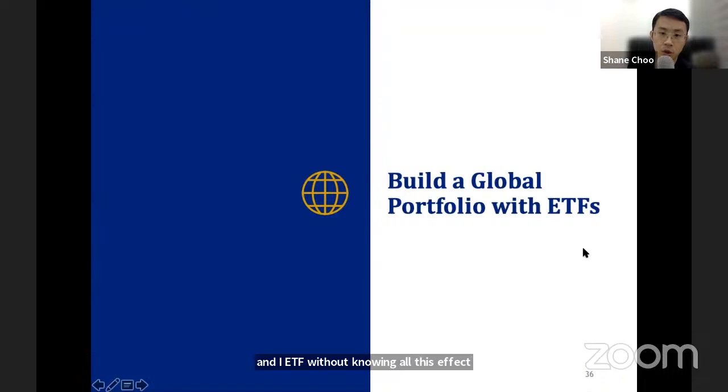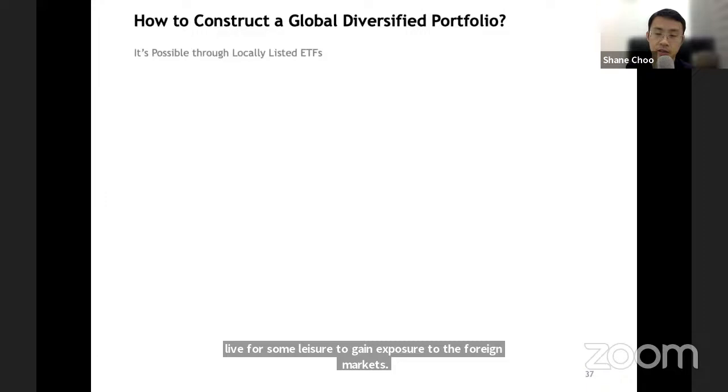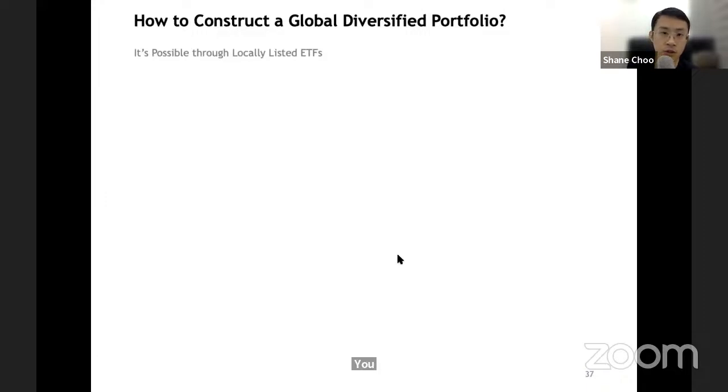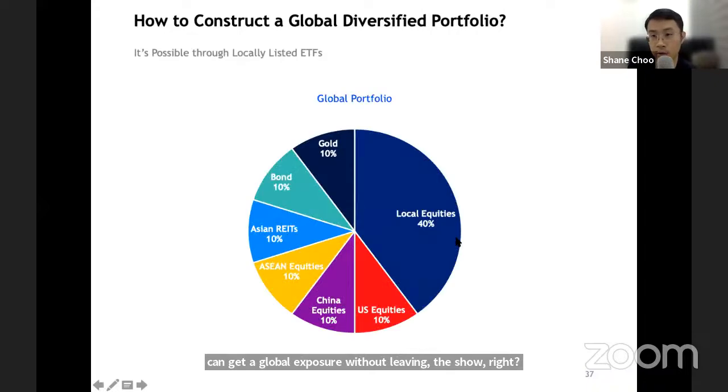So how do we build a global portfolio with ETFs? It is possible. You don't really have to leave Bursa Malaysia to gain exposure to the foreign markets. It is possible through locally listed ETFs. You can get global exposure without leaving the shore, right? So how can you do it? It is possible if you buy into local ETFs.